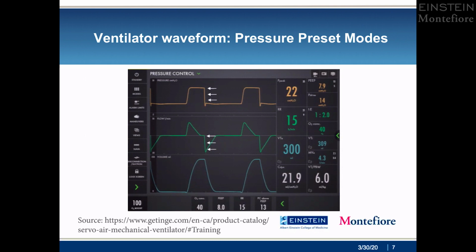As expiration starts, the pressure decreases with a high flow rate. And as lung pressure decreases, the flow decelerates until it reaches zero. If you see here, during inspiration time, volume curve increases, and during expiration time, the volume curve decreases.